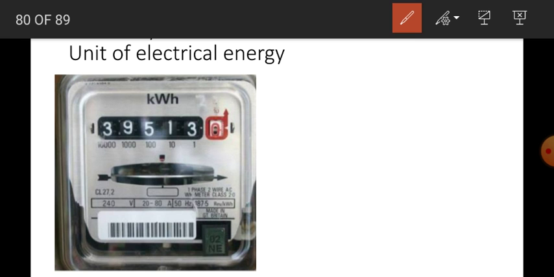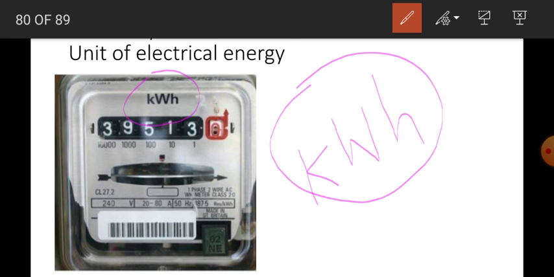We are going to discuss electrical energy and power consumption. kWh, this is the electrical meter. We are already aware of this. kWh, kilowatt hour. Okay, kilowatt hour, is it a unit of power?